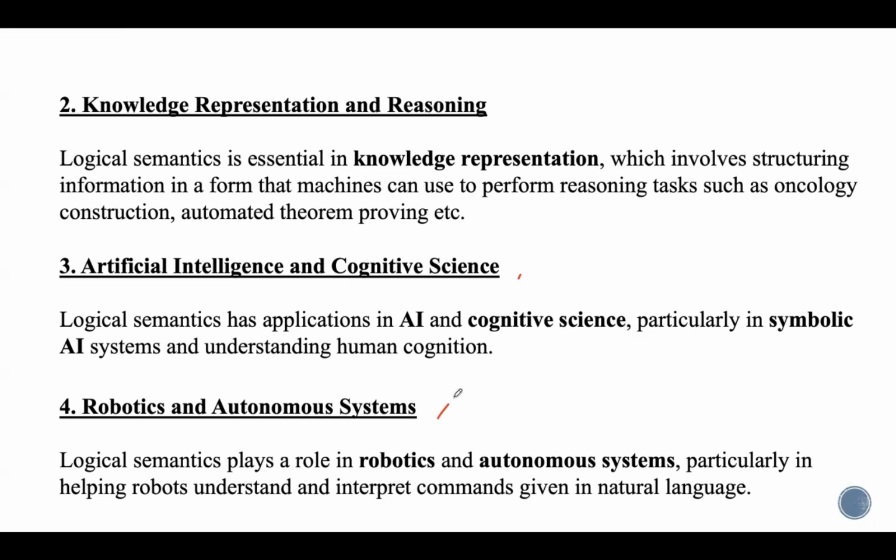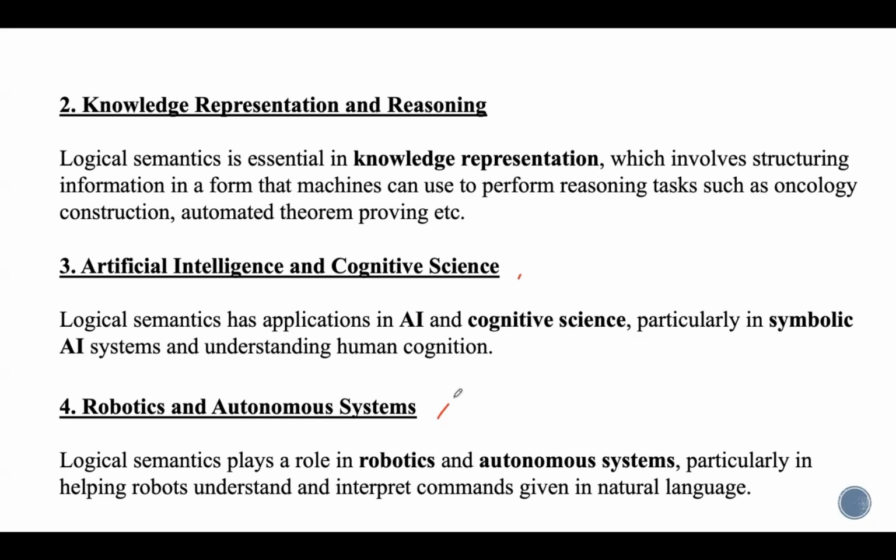Then, in robotics and autonomous systems, take human-robot interaction. A robot being instructed to pick up the red ball and place it on the shelf needs to understand red ball as an object with a specific color and shape, and shelf as a location for placement. Right? Logical semantics is used to disambiguate the instruction and translate it into action.